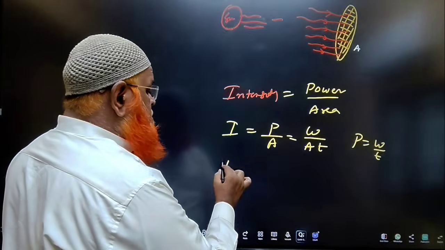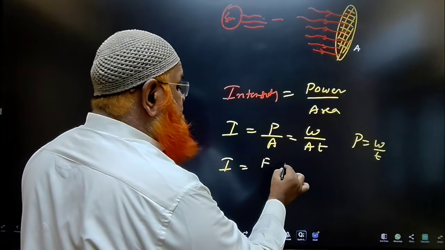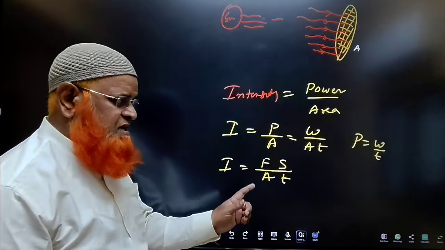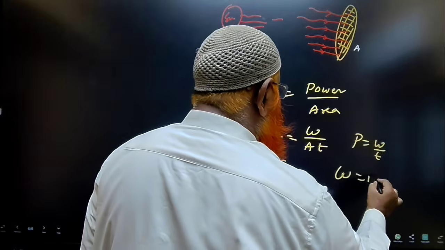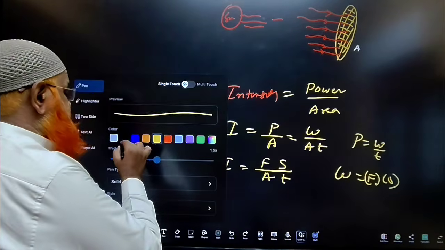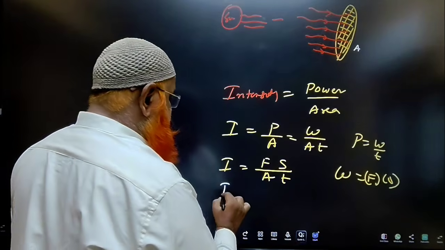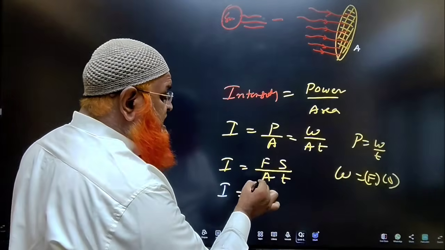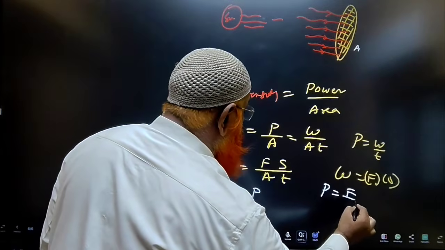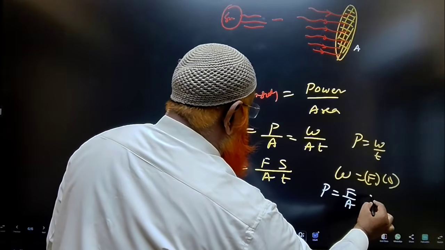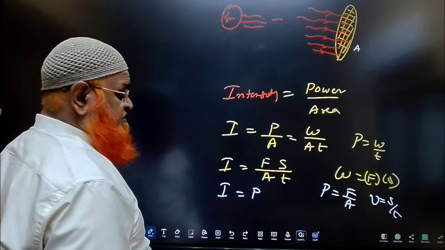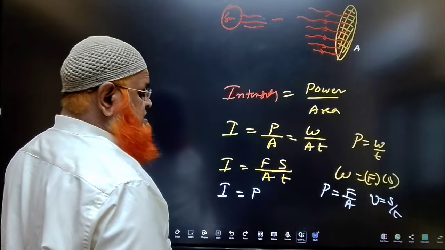And you also know that work is nothing but force into displacement. So work done is nothing but force into displacement. You know these are the basic formulas here. What do you understand from this? Intensity is nothing but force by area, which is pressure, because the formula for pressure is force by area. And you all know velocity is given by displacement by time.